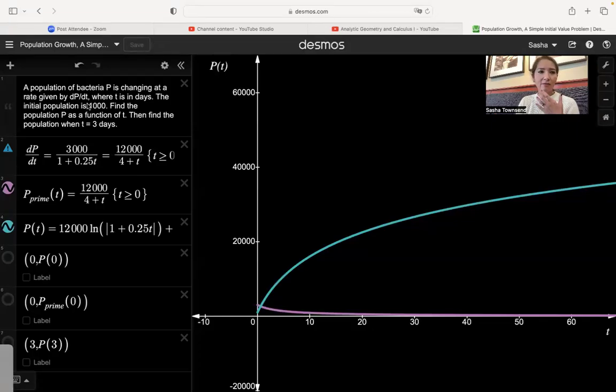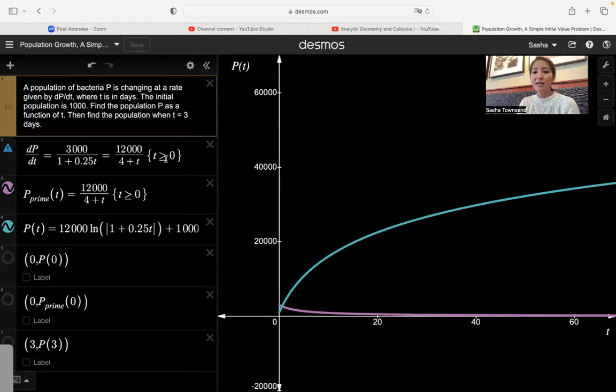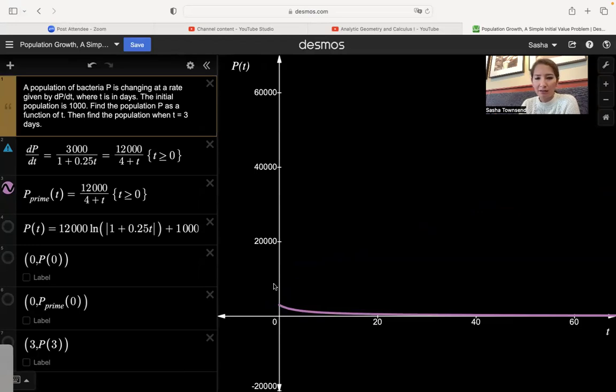So here's our graph. We've got the problem statement here. I've written dp dt equals this, which is equal to this if we multiply by that 4 over 4. And I'm really only interested in the graph for t greater than or equal to 0. So I've graphed p prime, or dp dt, for t greater than or equal to 0. And it just looks like this. At time t equals 0, our derivative value is 3,000. So our bacteria are increasing at 3,000 per day at time t equals 0.